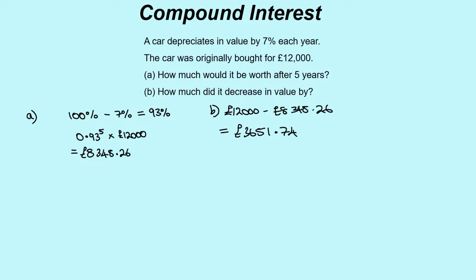Sometimes that second part isn't necessary. Sometimes it'll just ask you how much the object that you're looking at is worth after a period of time. Sometimes it will ask you how much it's gone up or down in value by, or calculate the interest if it's talking about a bank loan or something. So some questions you'll need to do that part B, some questions you won't. And it might not always be split up as an A and a B question.